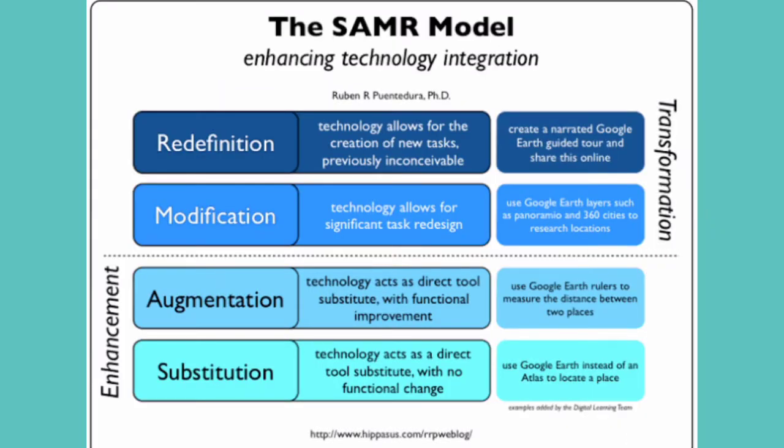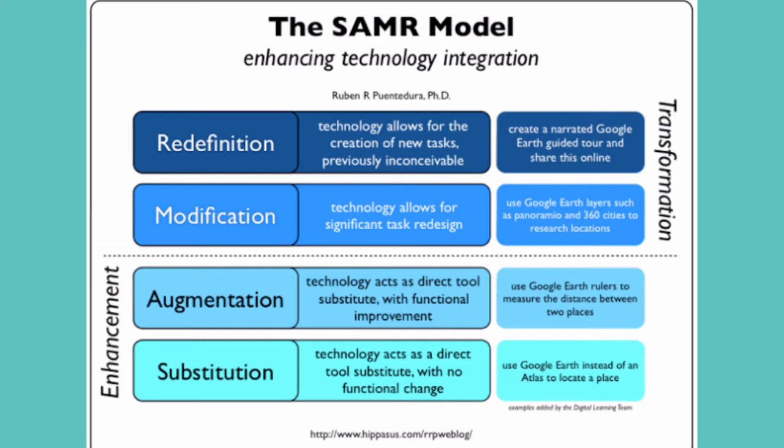The SAMR model is essentially a planning tool that helps to design better learning activities for students. The framework provides pedagogical insights into how technology can and should be used in the classroom. SAMR stands for substitution, augmentation, modification, and redefinition.